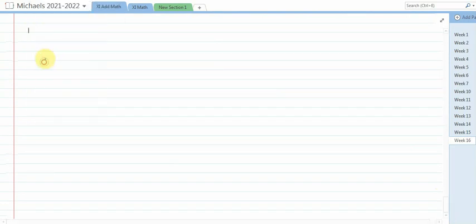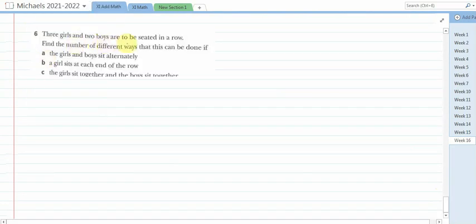It says 3 girls and 2 boys are to be seated in a row. Find the number of different ways that this can be done if a girl and boy sit alternately. Alright, so for the first part, you have a time of 2.5 minutes. Give it a try and then I will tell you the answer.